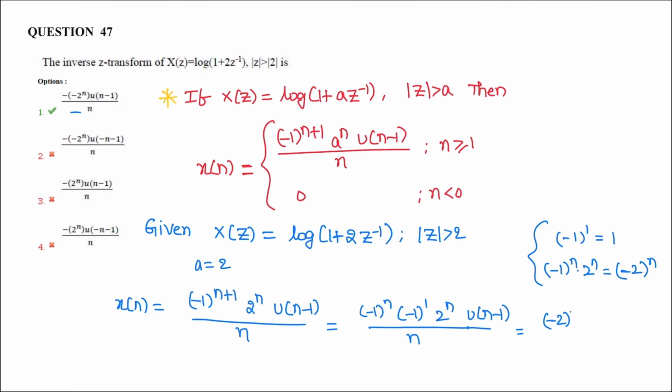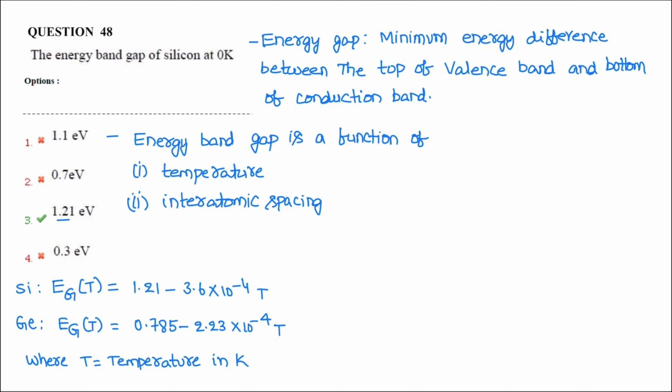Minus 2 whole power n minus u of n minus 1 by n. So the correct answer is minus of minus 2 whole power n u of n minus 1 by n. Next question. The energy band gap of silicon at 0 Kelvin.